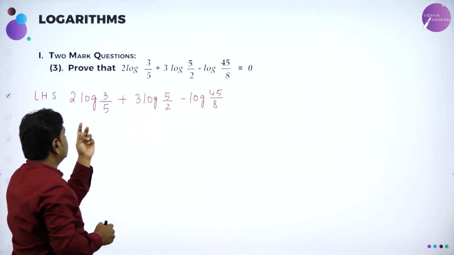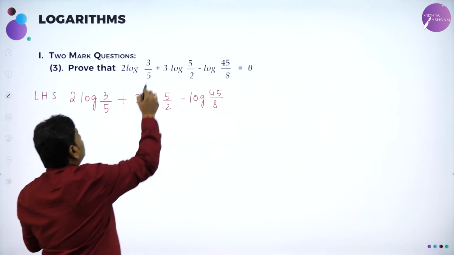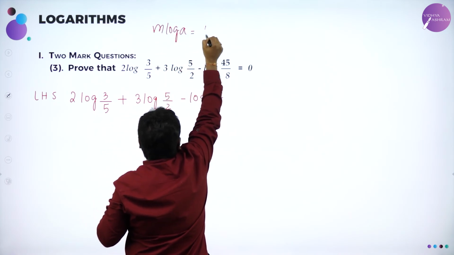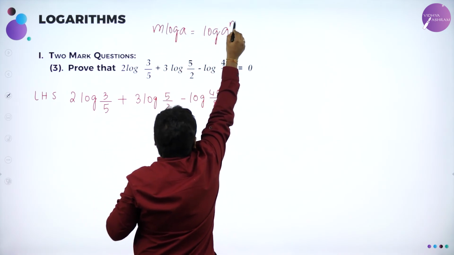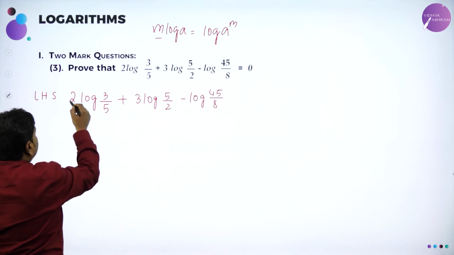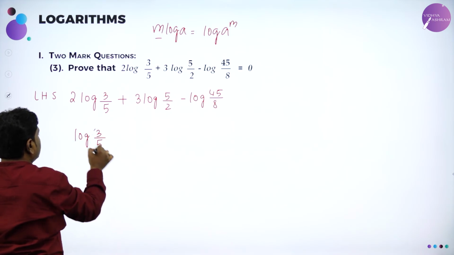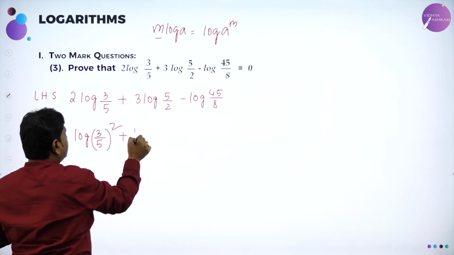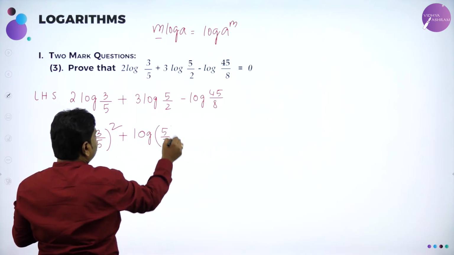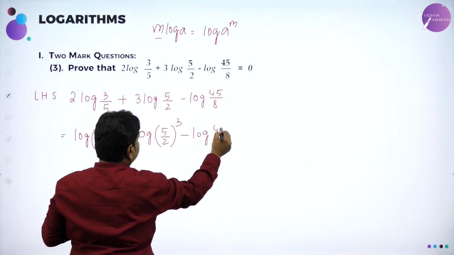So now here we have m log A. What is m log A? m log A can be written as log A power m. The coefficient comes as power. So here same thing we'll do. I can write it as log of 3 by 5 whole square. Similarly, I can write log of 5 by 2, the coefficient comes as power, minus log 45 by 8.